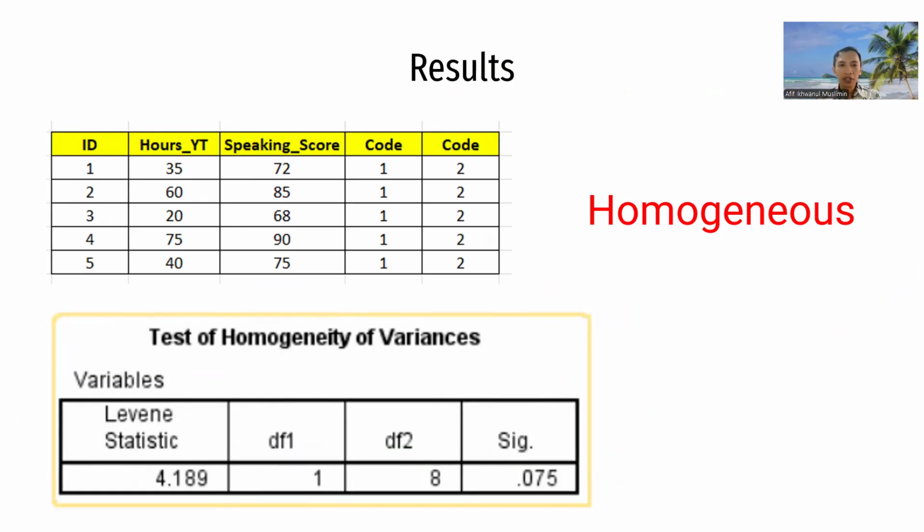I also did a kind of experiment by changing the data from 1 digit for hours of YouTube into 2 digits. Then amazingly, the result is different. The test of homogeneity of variance shows that the significance value is above 0.05, namely 0.075. So it means that the data now become homogeneous.